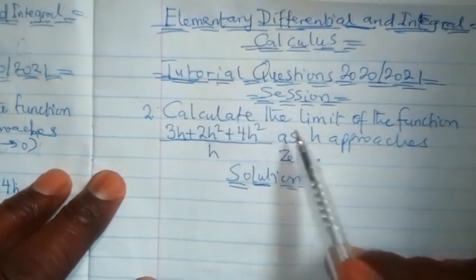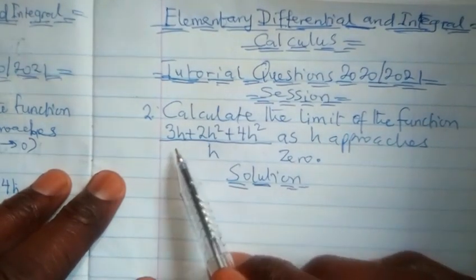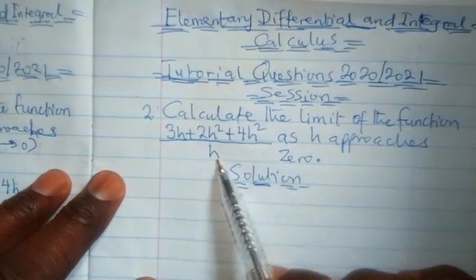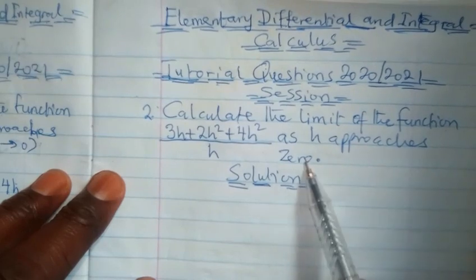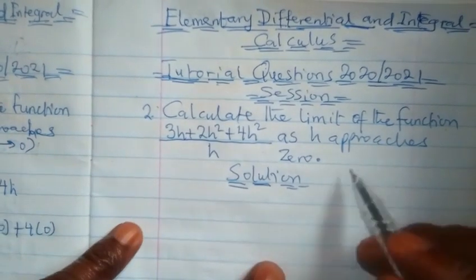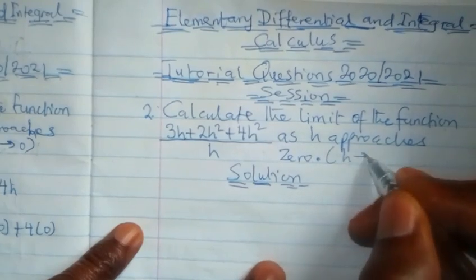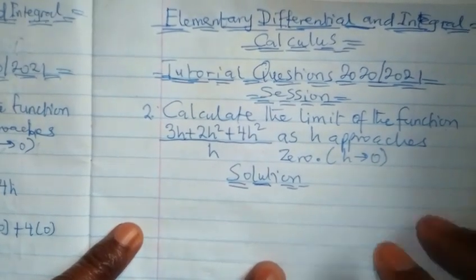It reads: calculate the limit of the function (3h + 2h² + 4h²) all divided by h as h approaches 0. To start with, when we say h approaches 0, we can write it as h tends to 0. So it's the same thing, okay?